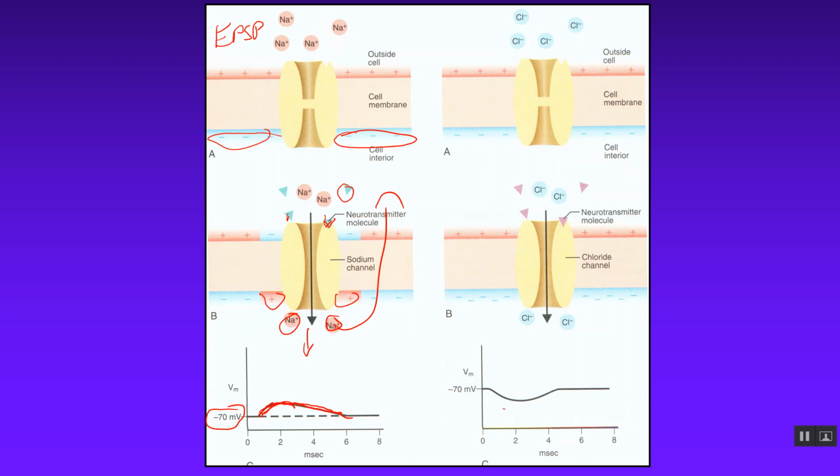Here's the opposite of this, an inhibitory postsynaptic potential, an IPSP. In this case, this neurotransmitter happens to fall on some chloride channels, and it opens up and allows some negative chloride ions to come in and make it a little more negative on the inside.